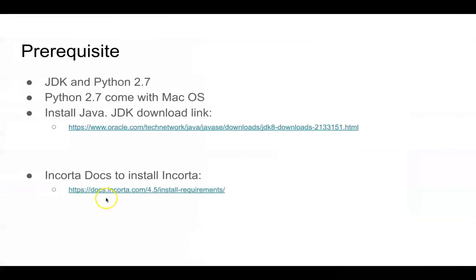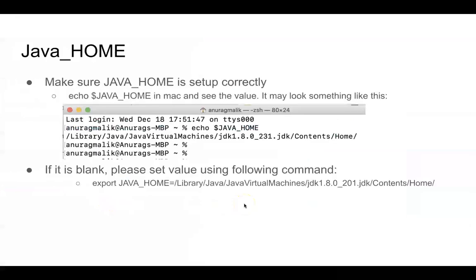Now, this is linked to the Incorta install docs. If you want to see more info, please feel free to go there. But one of the most important things after you install Java is to set JAVA_HOME. If this is not set correctly, you will not be able to install Incorta, and also you will not be able to run Incorta on your MacBook.